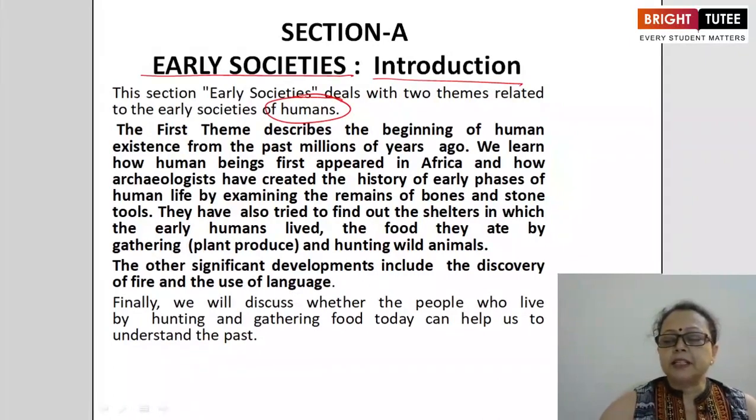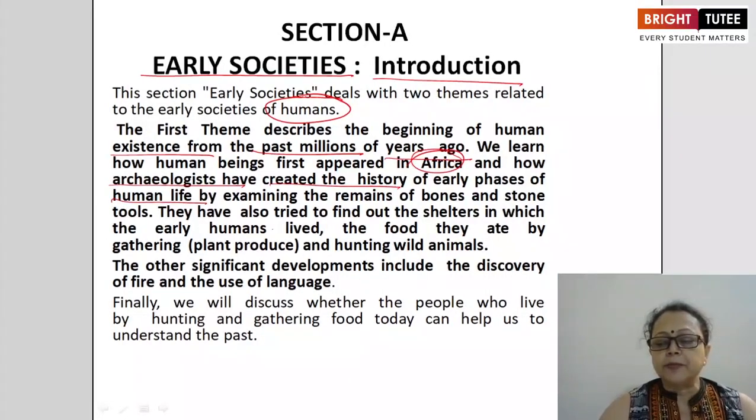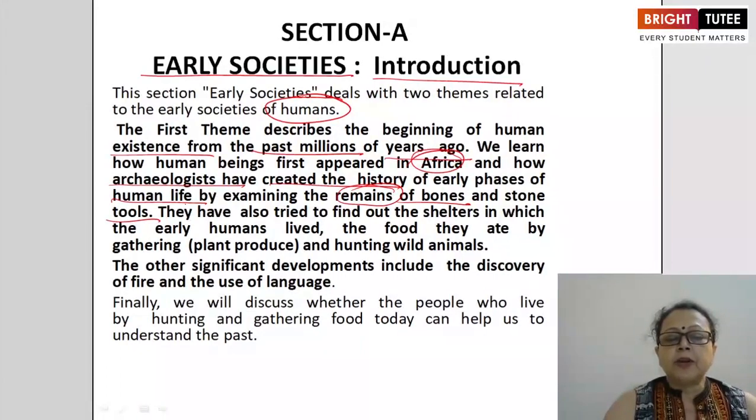So the first theme describes the beginning of human existence from millions of years ago. We learn that human beings first appeared in Africa and how archaeologists have created the history of the early phases of human life by examining the remains of bones and the stone tools. These are the two things. After their examination, archaeologists have started telling from which year human existence or human appearance took place on the earth. When did humans appear on the earth?